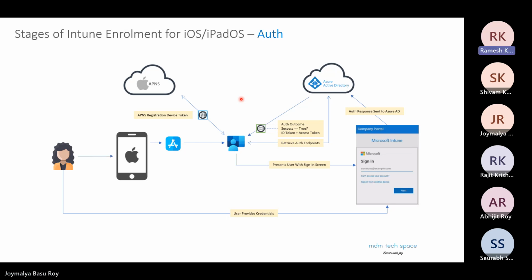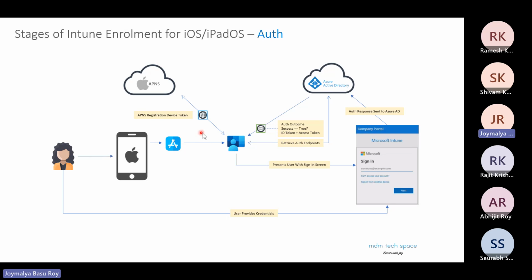Okay, got it. So like in Autopilot, the hardware hash has some information for the device. The same thing, will the company portal send any information to the APNs? No, at this moment, no. Okay. Thanks, Joy.